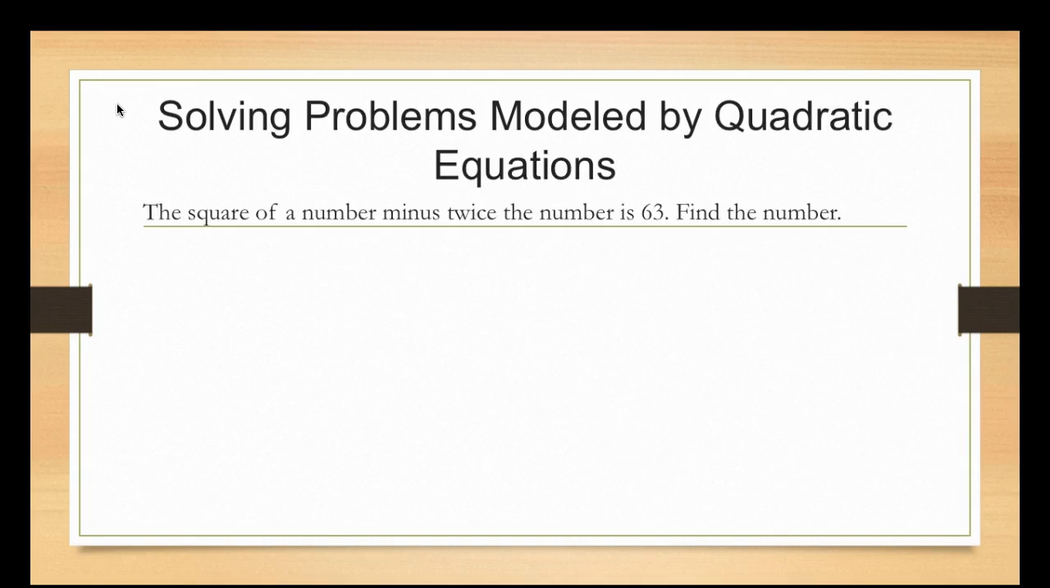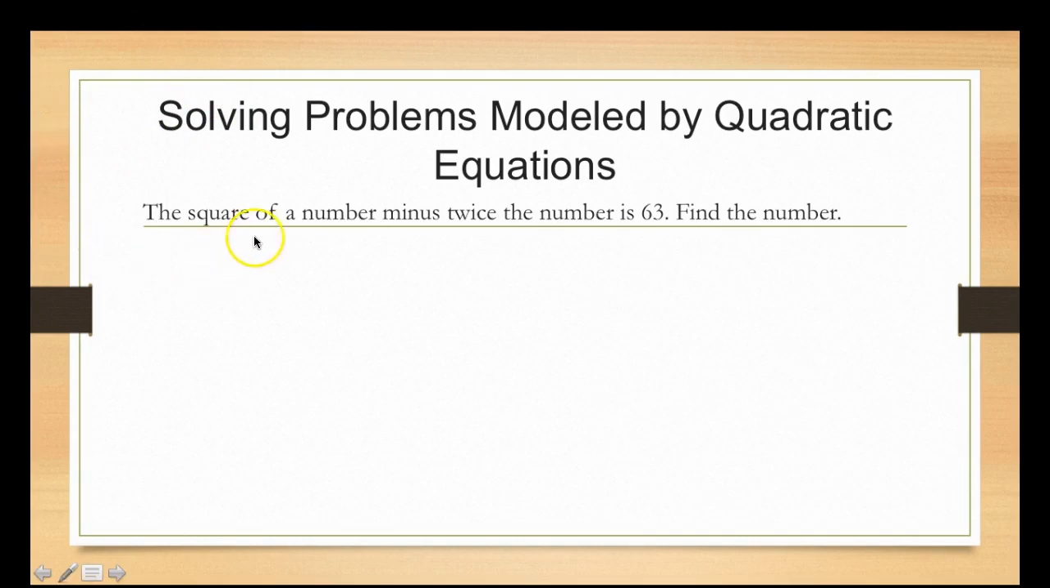First, let's look at a problem. The square of a number minus twice the number is 63. Find the number. So first, let's write down what we know.